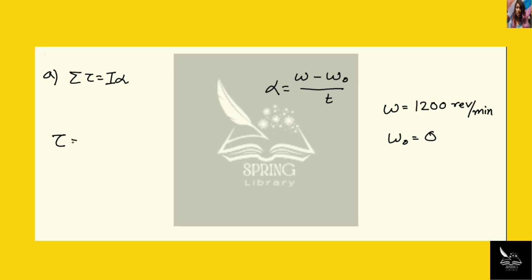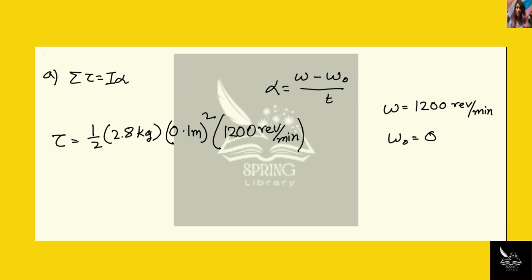So torque is again moment of inertia. In our case, it's half of m r squared, where m is 2.8 kg and r is 0.1 meter. So we take a square and then we convert 1200 rev per minute to radians per second, and the way we do that is the following.